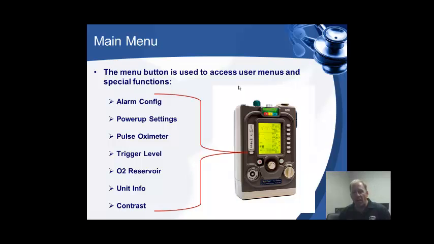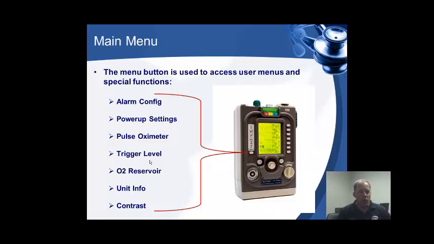Now, your main menu button, as you see on the left side of the screen over here, is going to give you all these options to modify. Most important on this list, besides your alarm and your power-up settings and your pulse ox, which this vent's not equipped with, your trigger level and your O2 reservoir, those two things are something that you're going to have to modify from time to time. Your trigger level is going to be how much pressure the patient has to take in a breath to cause it to go ahead and give a breath. I'll talk about that here in a second.